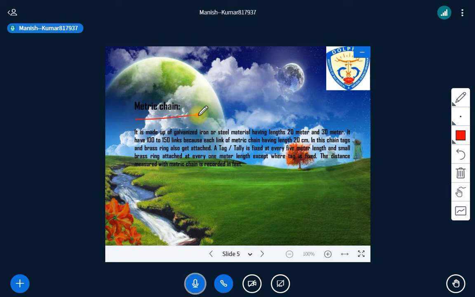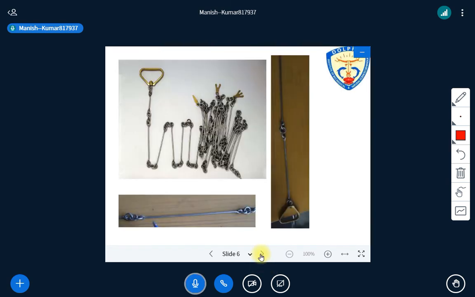And in between the chain you are able to see certain kinds of tags or tallies where some numbers or notation or some kind of indication has been made on this particular metric chain. So through an image I would like to explain to you. Just look at this, right? This is basically a metric chain.